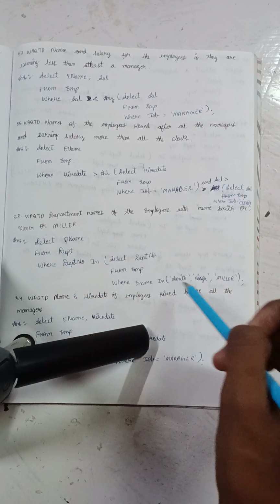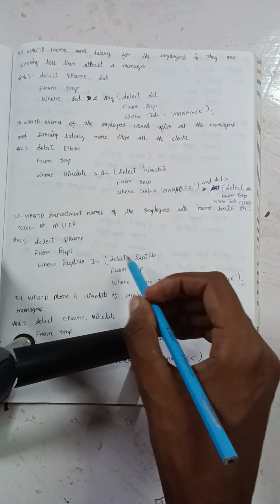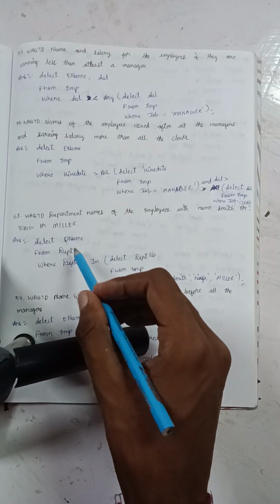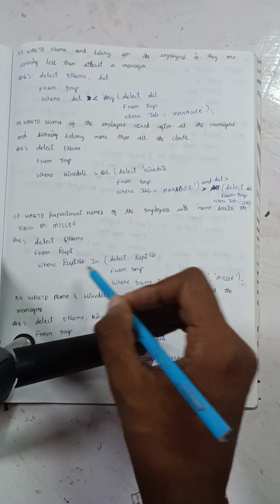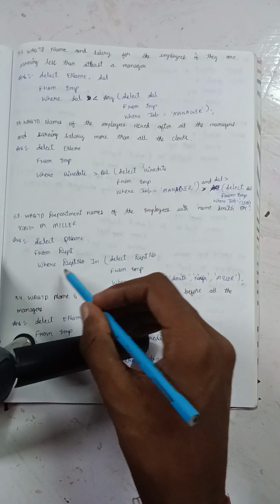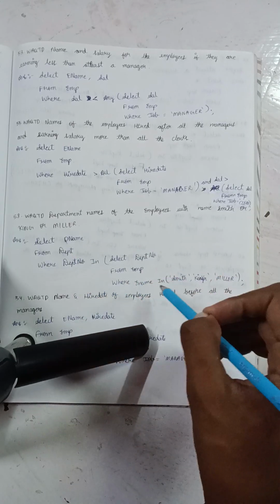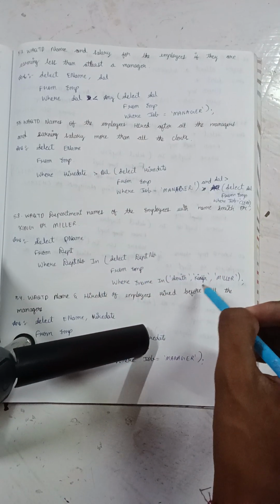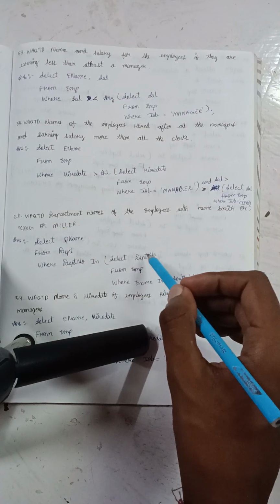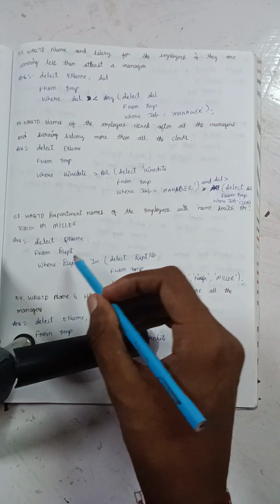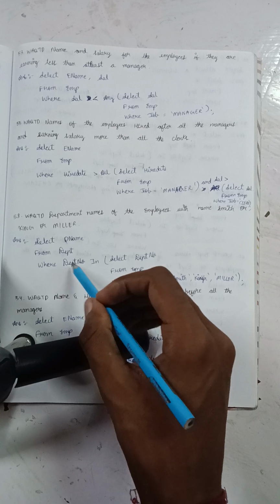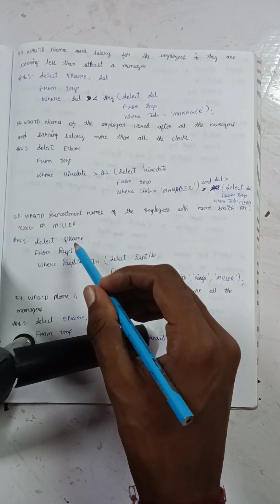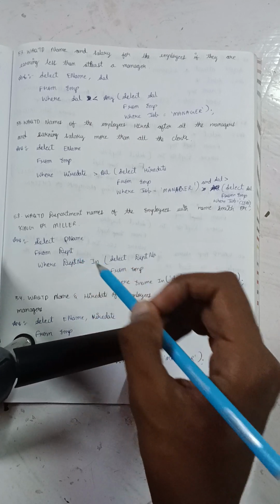So here we have only one common column in the department table and employee table, which is department number. So we will write a query in which the department numbers of Smith, King, Miller will be displayed. It will be compared with the department number, and those department names will be displayed.